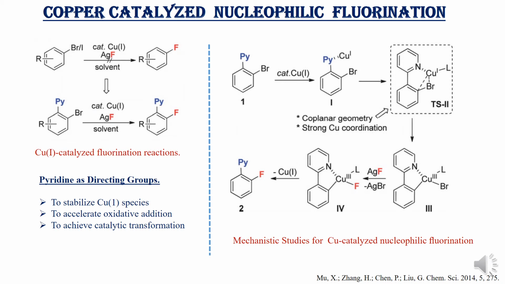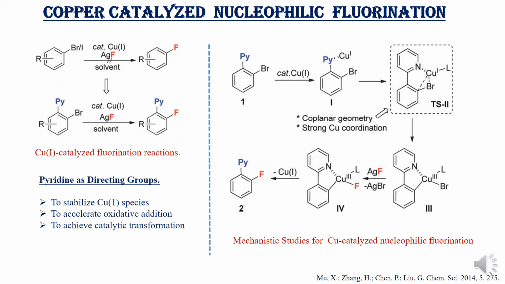Another example for the copper catalyzed nucleophilic fluorination is the aryl bromide, which undergoes the nucleophilic fluorination with the introduction of copper 1 as catalyst, and also silver fluoride as the fluorine source. Here, the second example is the pyridyl aryl bromide substrate, which undergoes fluorination, and we got the pyridyl aryl fluoride compound.